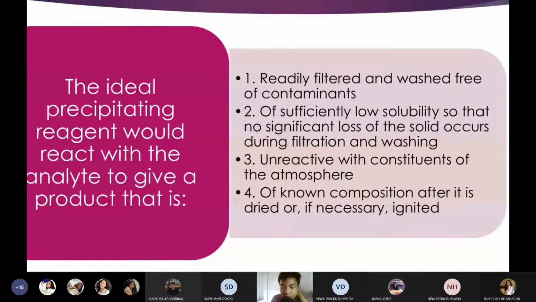So, first, when you carry out a precipitation reaction with your precipitating agent, one, it must be readily filtered and washed free from contaminants. No? So, that means once you mix it, it should be quick to filter. No? Because if it takes long to filter, you'll take a long time on your analysis.